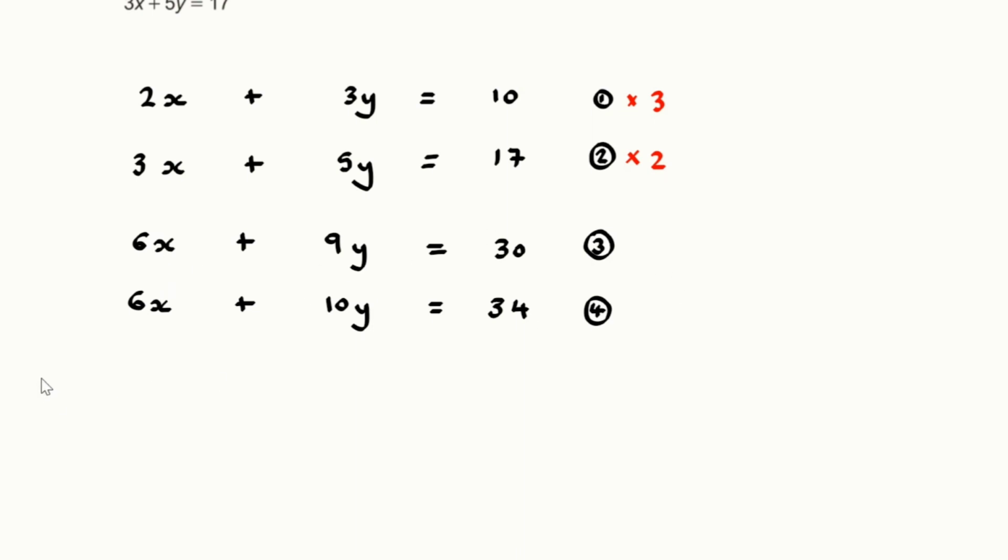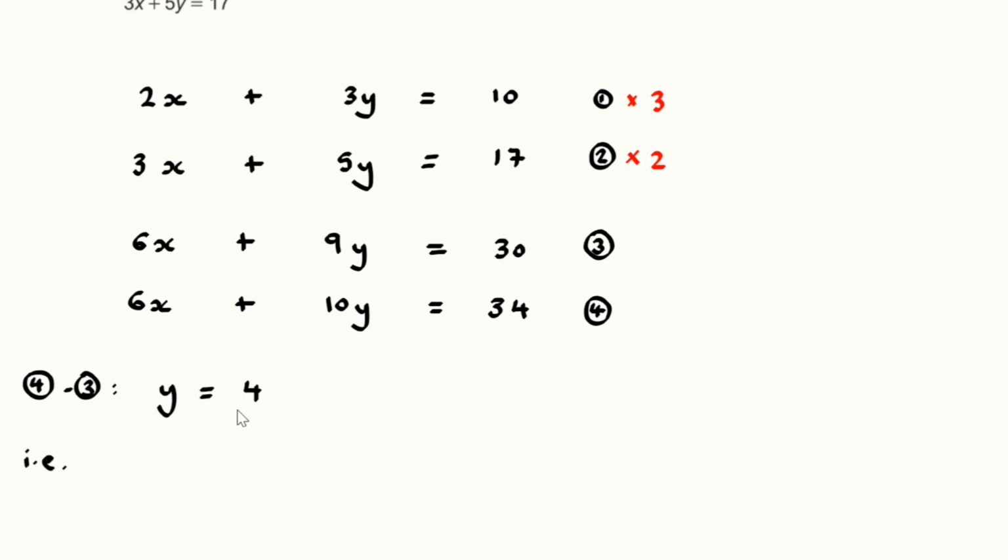Now I will do equation 4, take away equation 3. My motivation of doing this, the x's will cancel out. 6x take away 6x is 0x, 10y take away 9y is 1y, 34 take away 30 is 4. y is equal to 4.